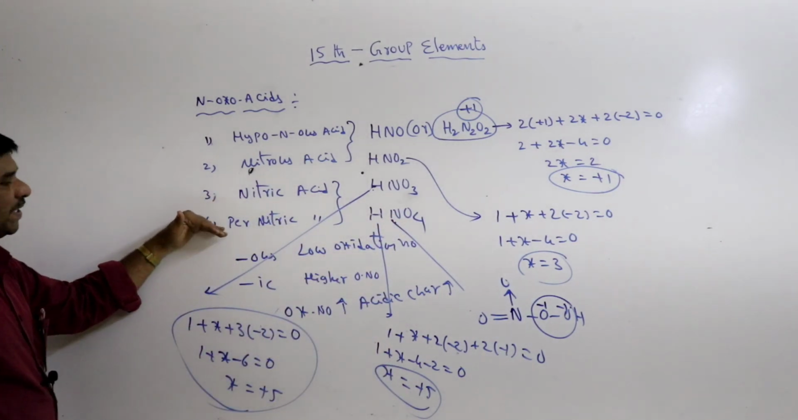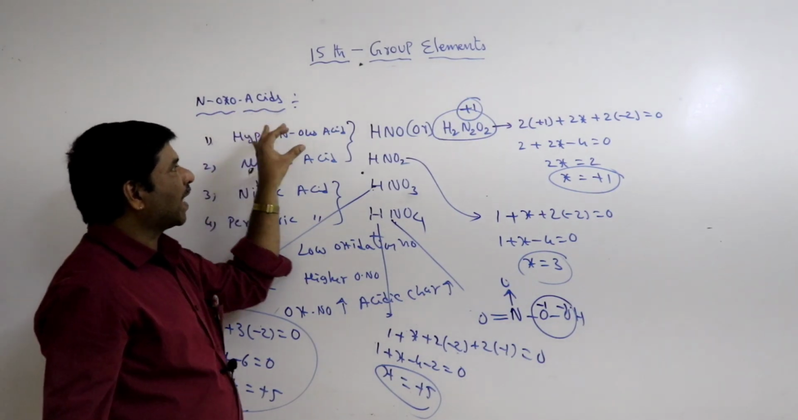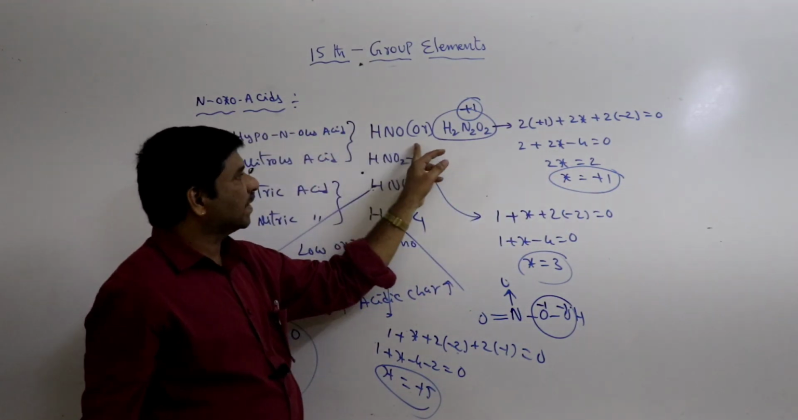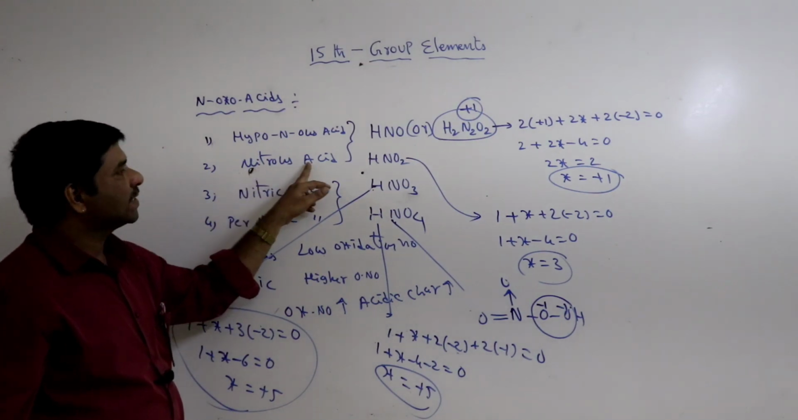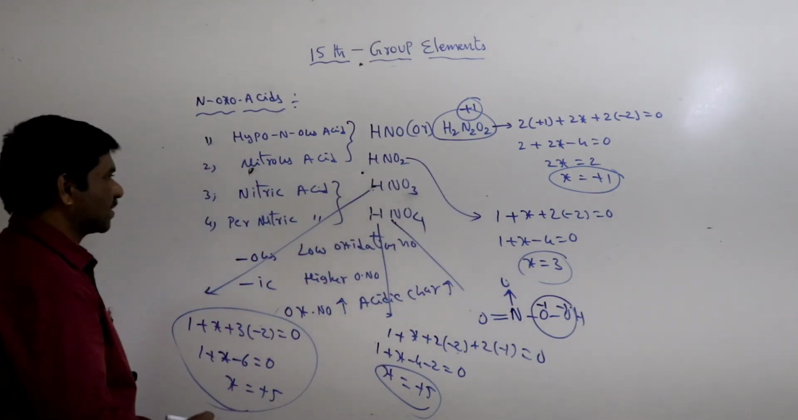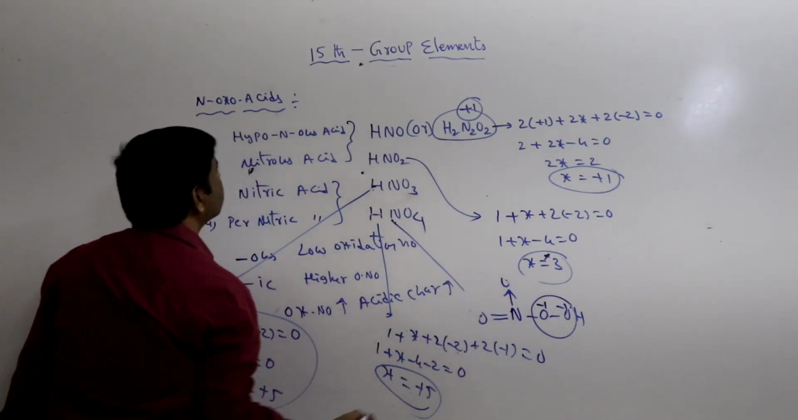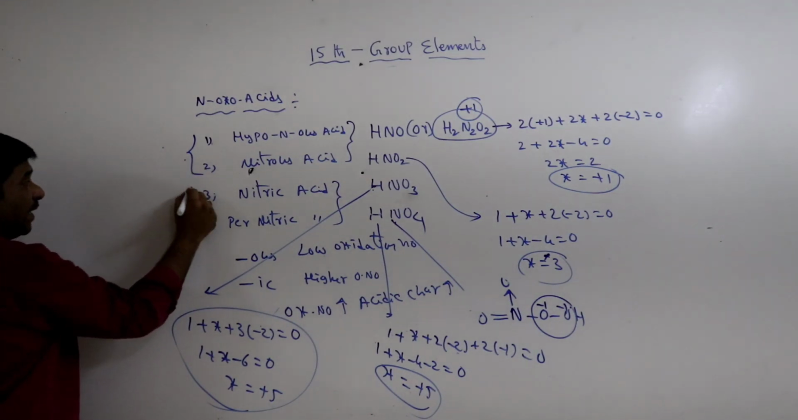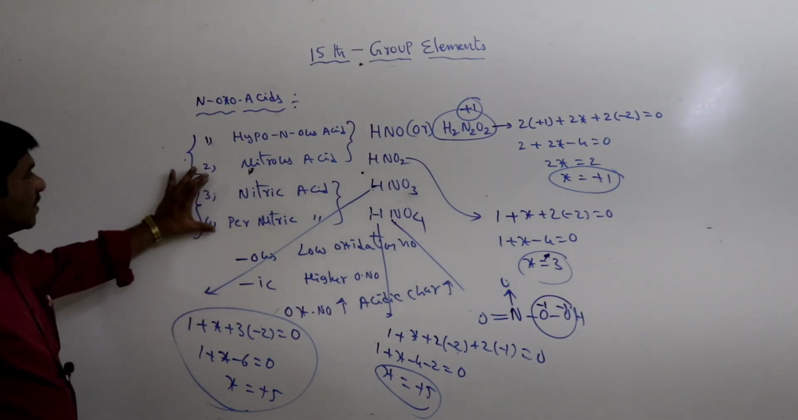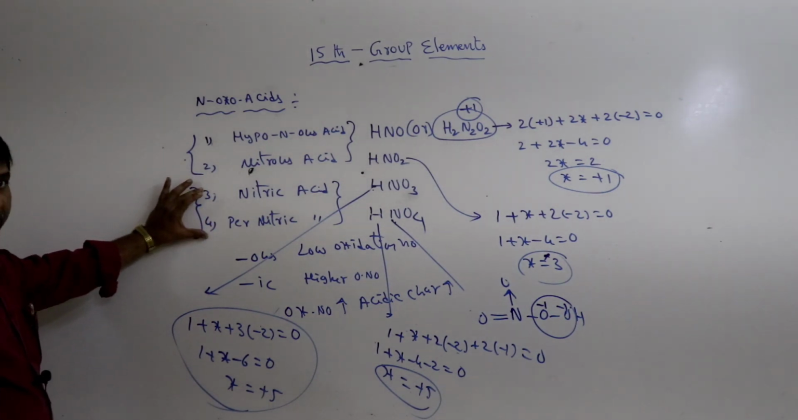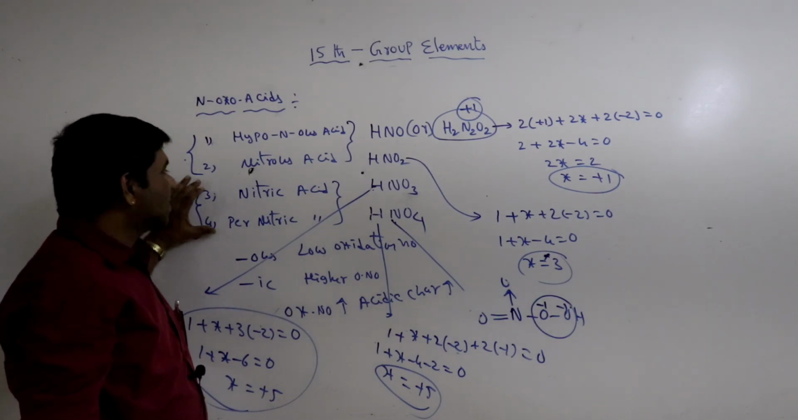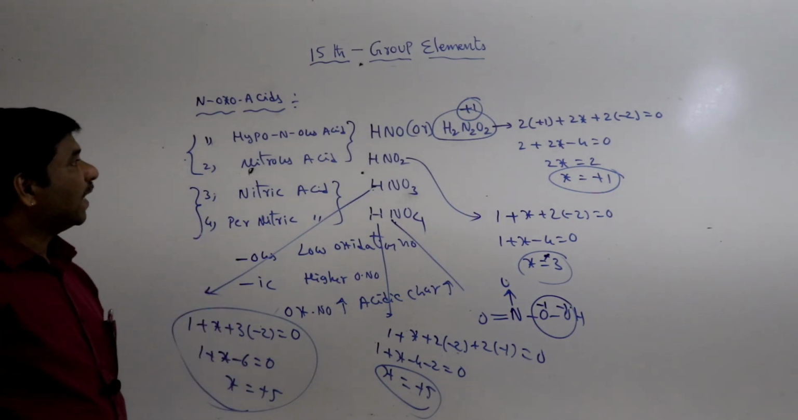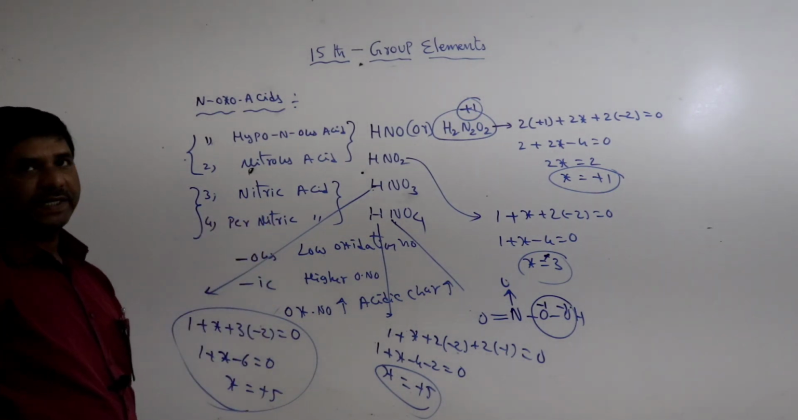These two are higher oxidation number acids, and these two are lower oxidation number. In hyponitrous acid, nitrogen oxidation number is +1, and in nitrous acid, nitrogen oxidation number is +3. So you know that these two are less acidic than these two. Which is more acidic? Nitric acid and pernitric acid. Why are they more acidic? They have higher oxidation numbers. That is about the nitrogen oxo acids' oxidation numbers.